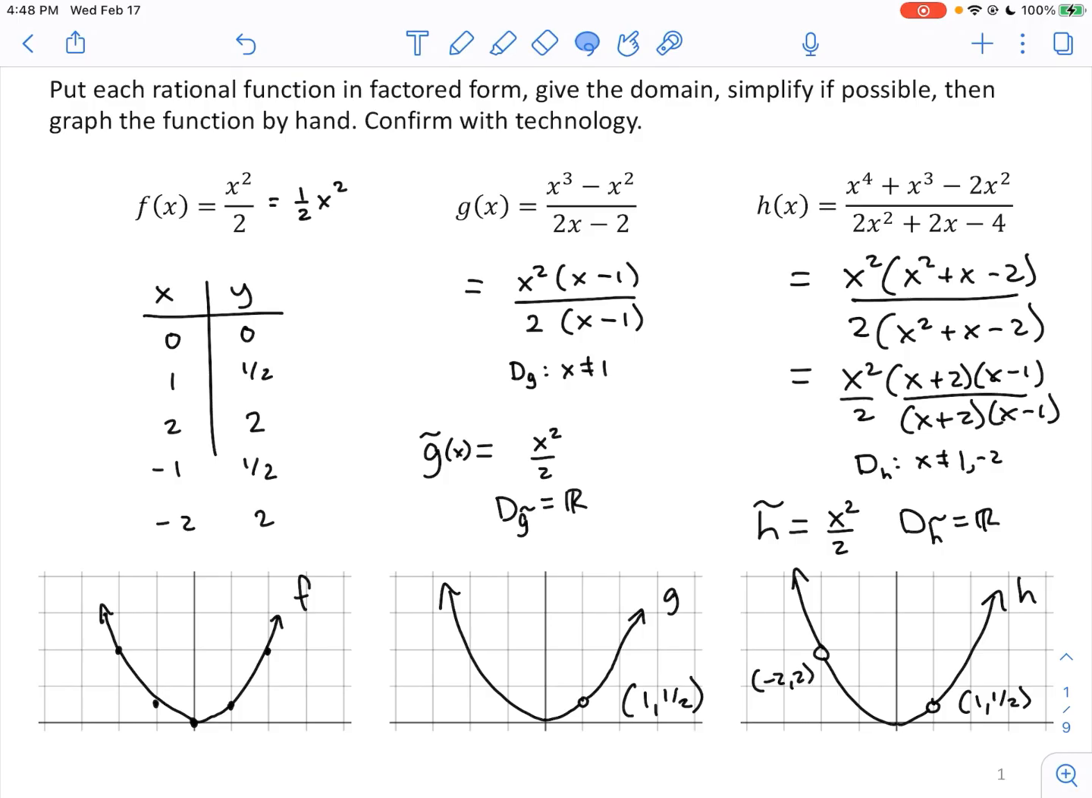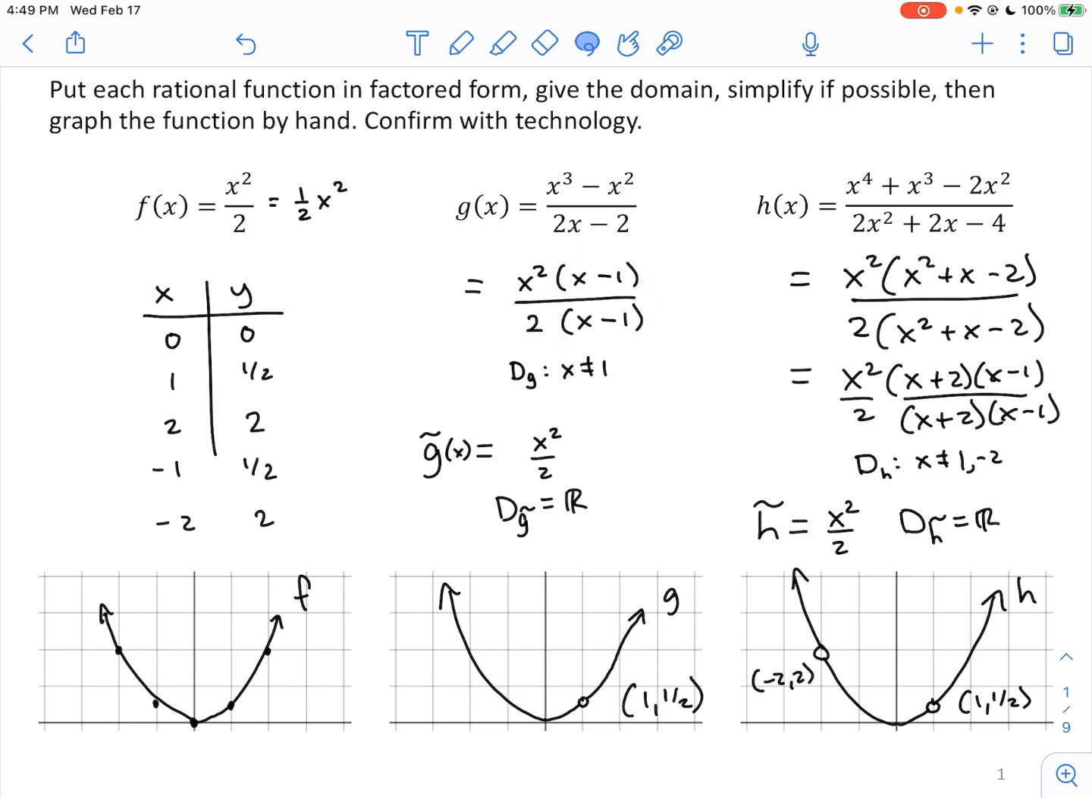I just want you to realize, if I wanted to take this graph right here and poke a few holes in it, if I wanted to remove the point 1, 1/2, then I would take the rule for this graph, which is x squared over 2, but then multiply it by x minus 1 over itself. And when I do that, I effectively take the graph of x squared over 2 and create a domain restriction. Multiplying by x minus 1 over x minus 1 removes the point when x was 1.